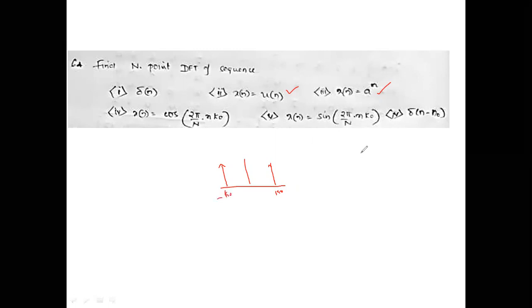For a sine wave, for a change, you will get something like this: a positive impulse on the left side, a negative impulse on the right side. Then delta n minus n naught. For delta n it is something. A shift in the time domain is a multiplication in the frequency domain. So you just have to multiply whatever you got, the 1s, with e to the power minus j 2 pi by N into n naught.